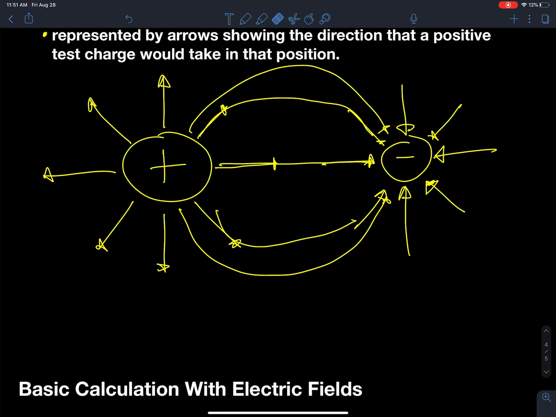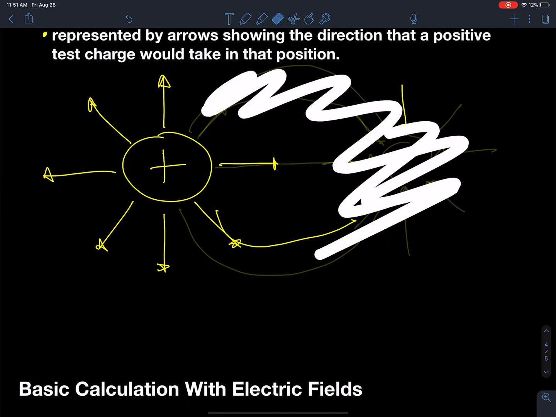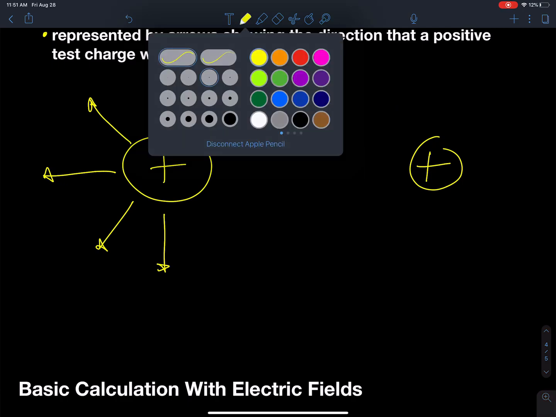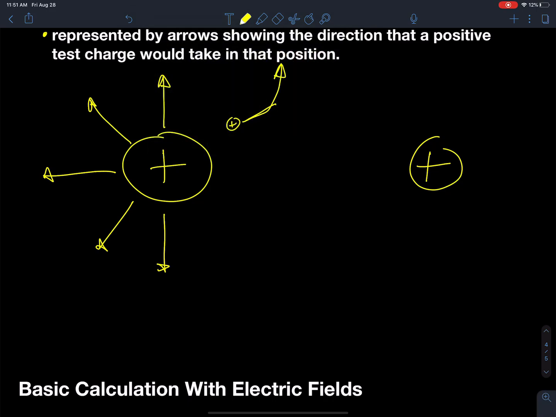Okay, now what would happen if I had two positive charged objects? If I had two positive charged objects, okay, and I have a positive test charge here, it would be pushed out that way, but as it gets closer to this electric field, that electric field is going to repel it, okay, so that positive test charge is going to end up flying in that direction. This positive test charge would end up flying in that direction.